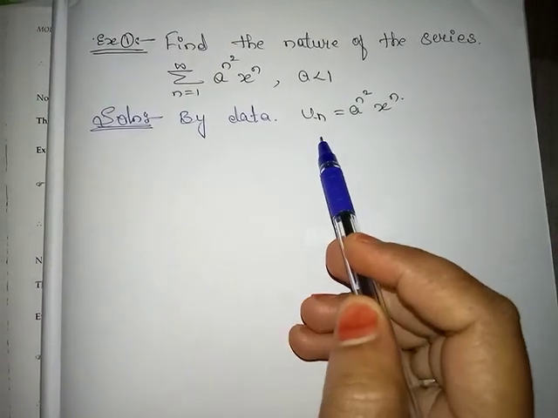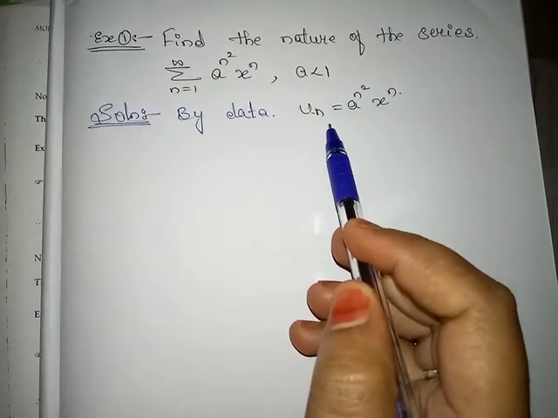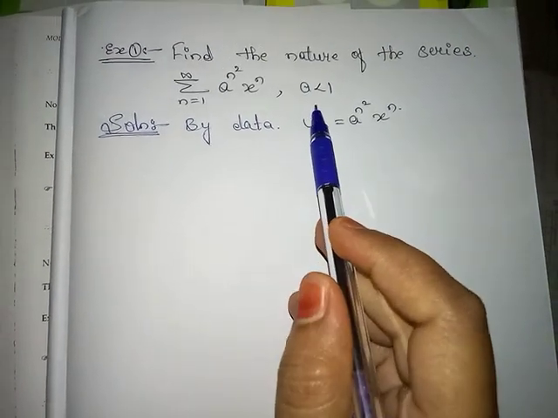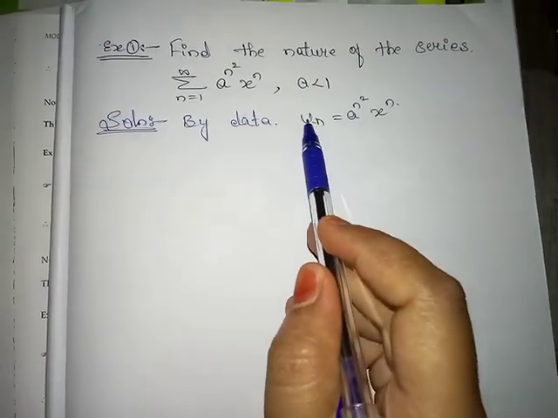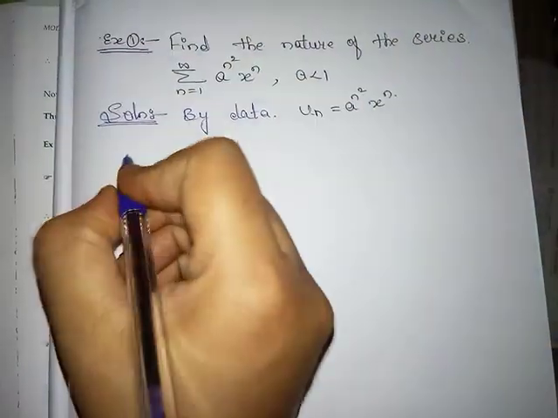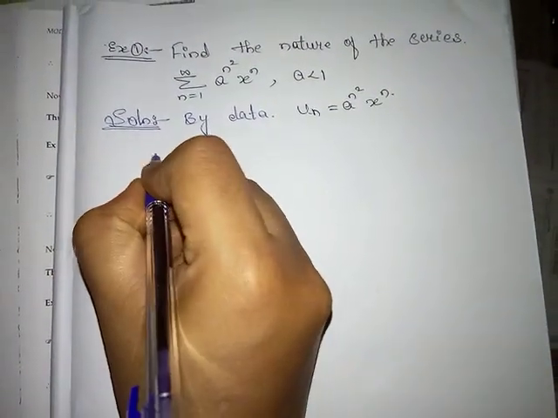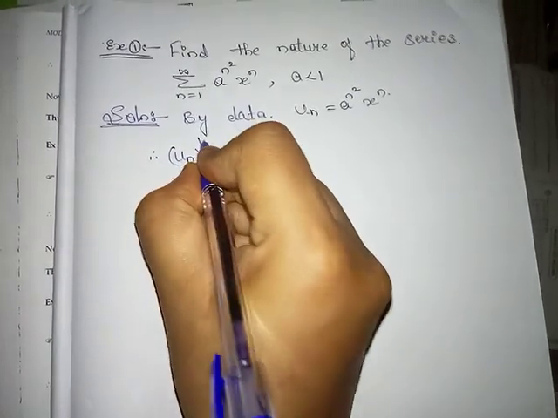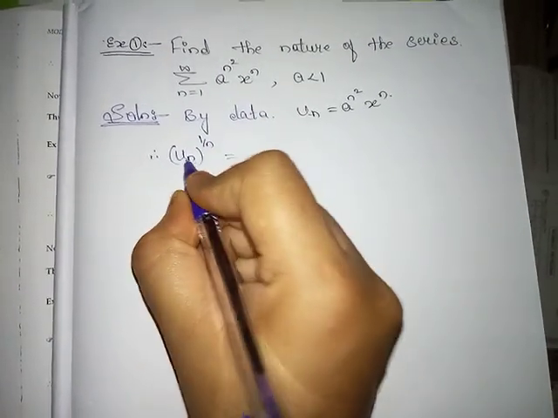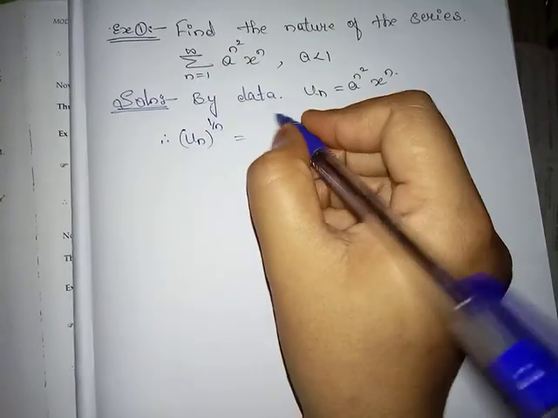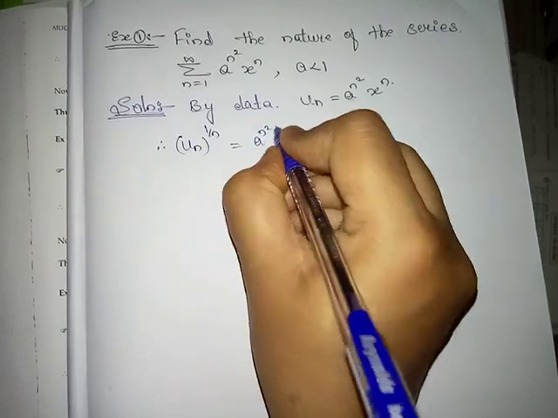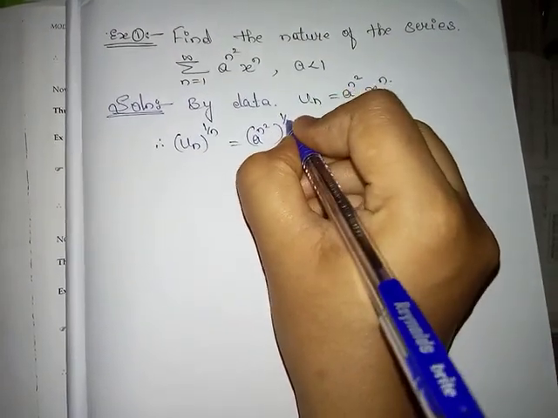Now according to Cauchy's root test, we have to find first un raised to 1 by n. Then we have to apply the limit for that un raised to 1 by n. Before applying the limit, we will find un raised to 1 by n. What will be the un raised to 1 by n? It will be a raised to n square whole raised to 1 by n.